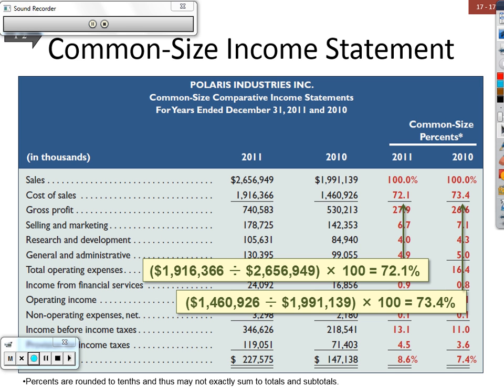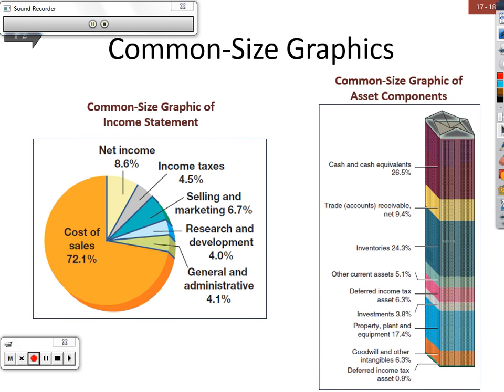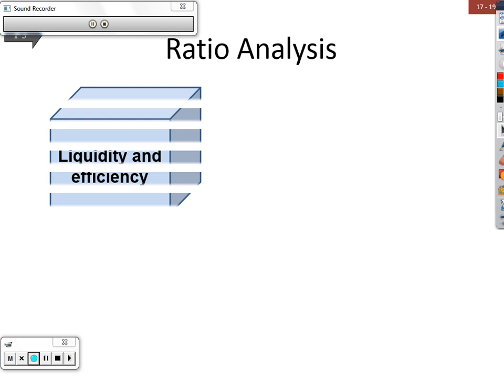2,656,949. And then you have the next year, 2010, or the previous year. Your analysis amount is the cost of sales for 2010. Your base amount is still the sales for 2010. So you see how that works, right? Yeah. Okay. And they're just graphing that out for you there.